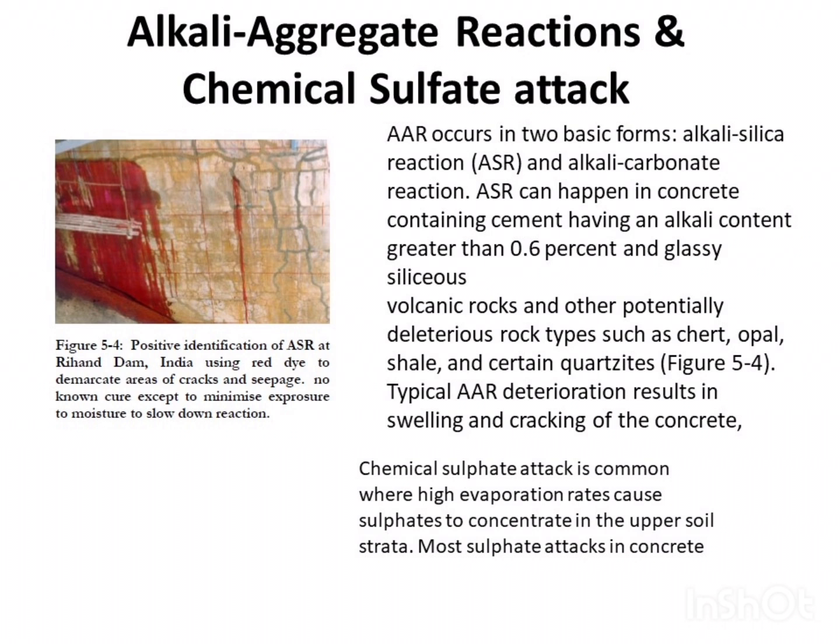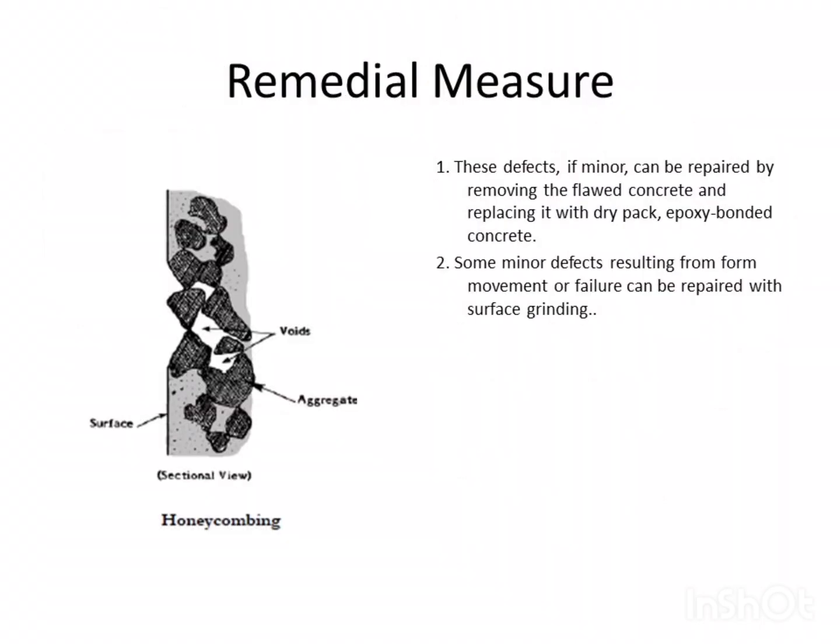So, another aspect is alkali aggregate reaction and chemical sulfate reaction. It occurs in two basic forms: alkali silica reaction and alkali carbonate reaction. ASR can happen in concrete containing a cement having an alkali content greater than 0.6%, and glassy siliceous volcanic rocks and potentially deleterious rock types such as chert, opal, shale, and certain quartzites. Typical deterioration results in swelling and cracking of concrete.